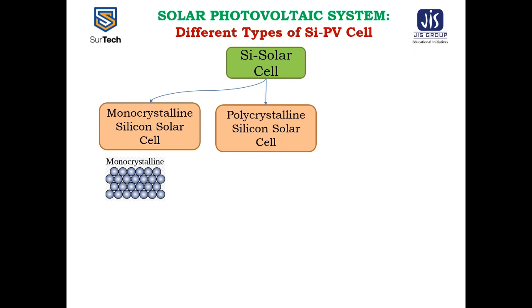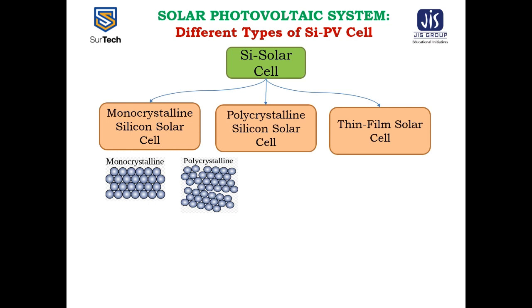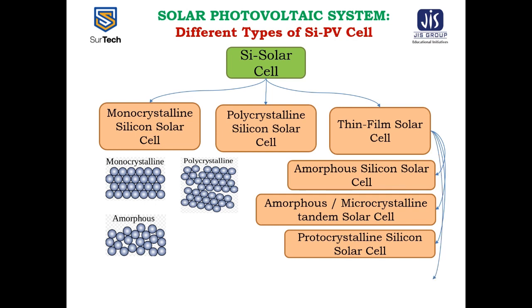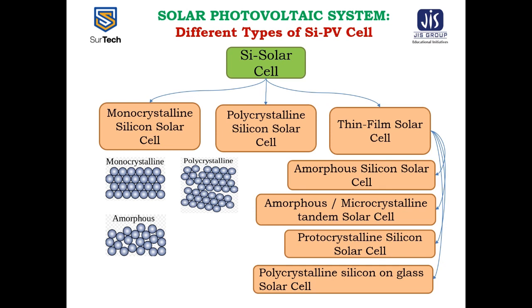Non-crystalline silicon is the thin film solar cell, that is silicon based thin film solar cell. It is broadly classified as the amorphous silicon solar cell, amorphous or microcrystalline tandem solar cell, protocrystalline silicon solar cell, and the polycrystalline silicon on glass based solar cell.